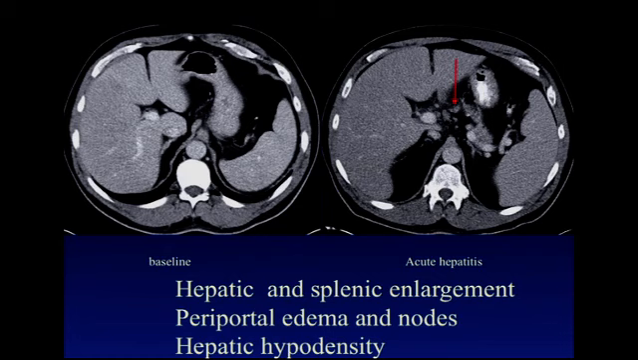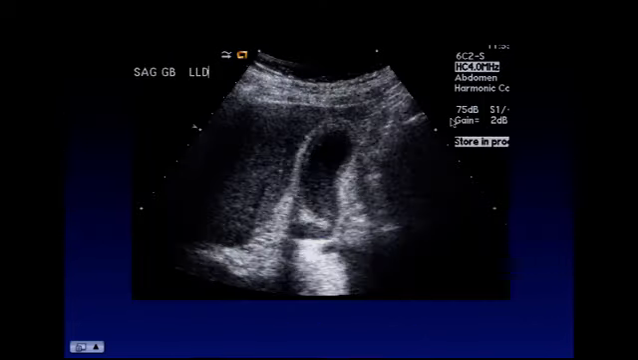Looking more inferiorly, again, the baseline on the left and the acutely symptomatic, again, note that the liver is larger, but we also see multiple small nodes adjacent to the pancreas. If we now look at the ultrasound that was done and where we didn't make the diagnosis, these are the things we see. The gallbladder looks a little thickened with some sludge, nothing really specific finding there.